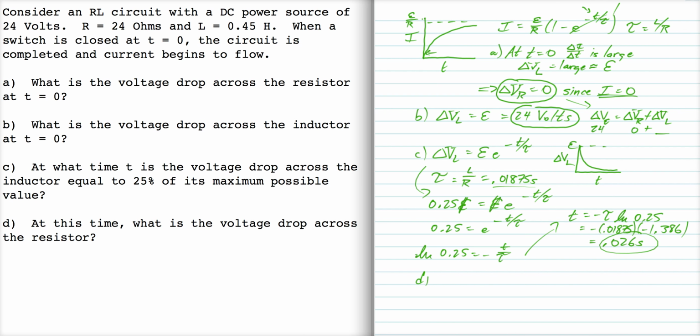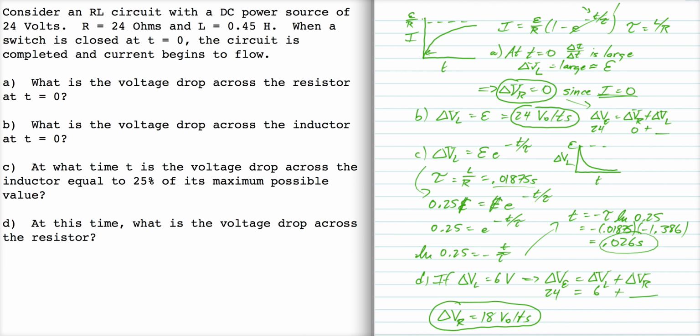Part D, at that time, what is the voltage drop across the resistor? Well, we already did the loop rule earlier. If the voltage drop across the inductor is 6 volts, we know that the voltage drop across the battery has to equal the voltage drop across the inductor plus the voltage drop across the resistor. And that's 24 all the time. And we're at 6, and we just want to know what's the voltage drop across the resistor. That's 18. Thanks to the loop rule, we can see that.